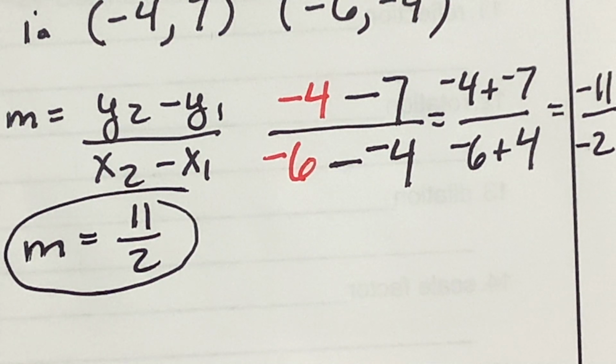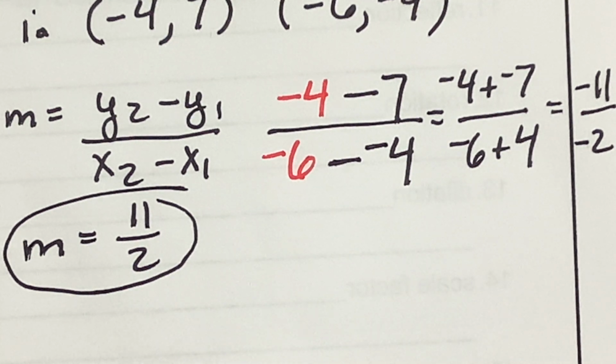Now let's try another problem. How about some negativity? Nah. You know what? I don't want to do another problem. I'm getting lazy. So that's how you do it from 2 points.